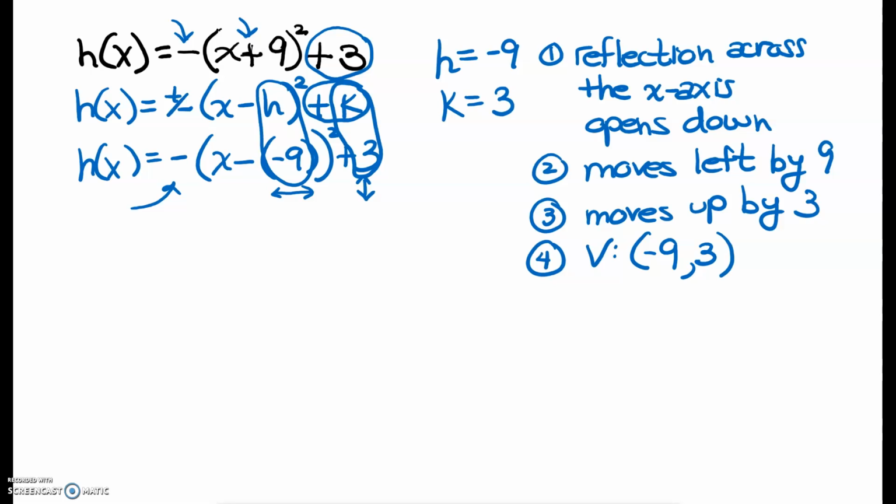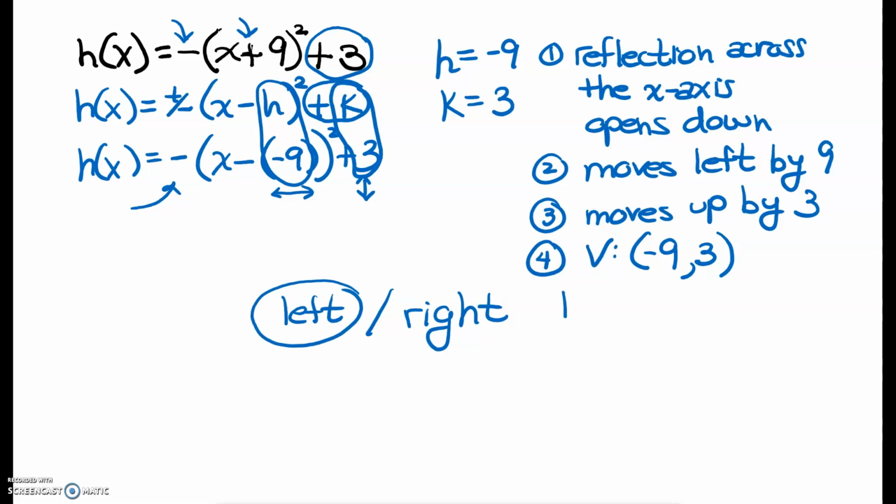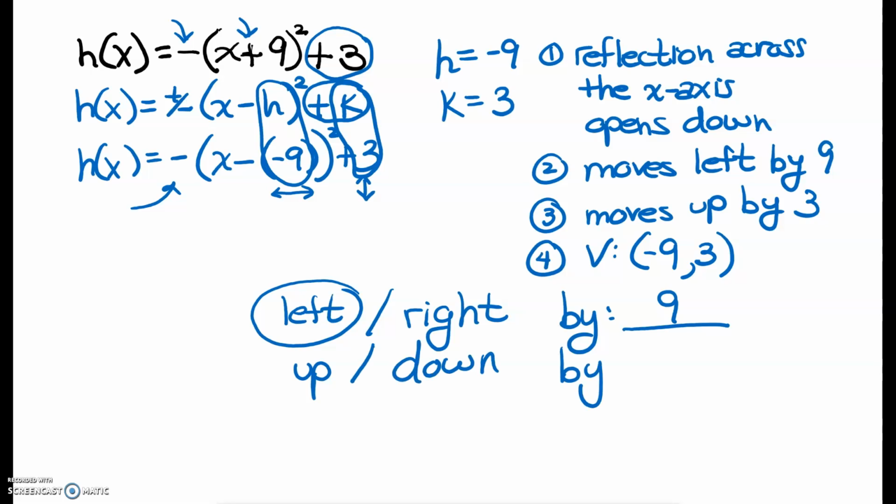All right, so that's how you should be doing your homework. Make sure that you select the right one. So if it says left/right, for this one, since it's moving left, I would circle left. Where it says by, I would put 9. If it says up/down by, I would put this one moves up, and it moves up by 3. Make sure you select the correct direction things are moving.